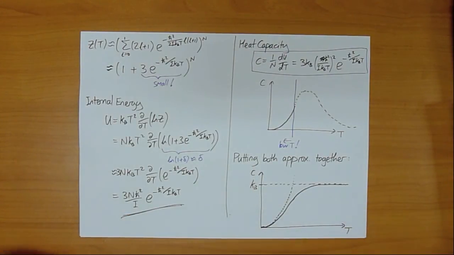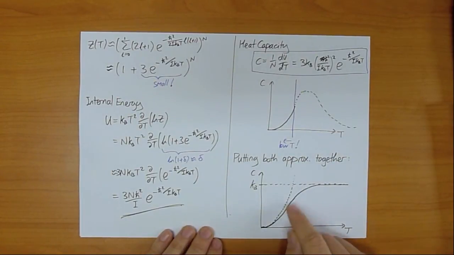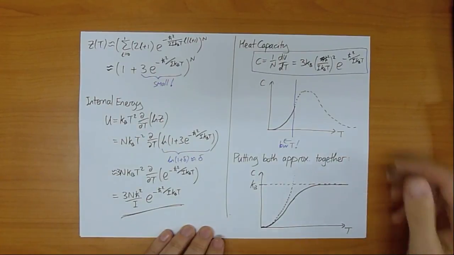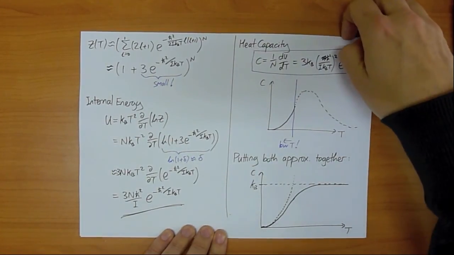Right, so there's just a few points to make about this before we finish. So the first thing is, what is this scale of T here when the function starts to increase? Okay, so maybe I'll do this on a new slide.